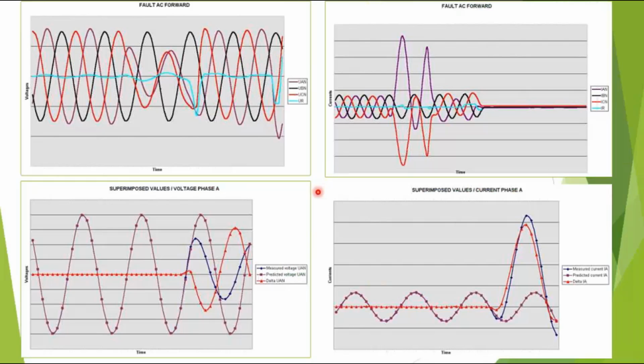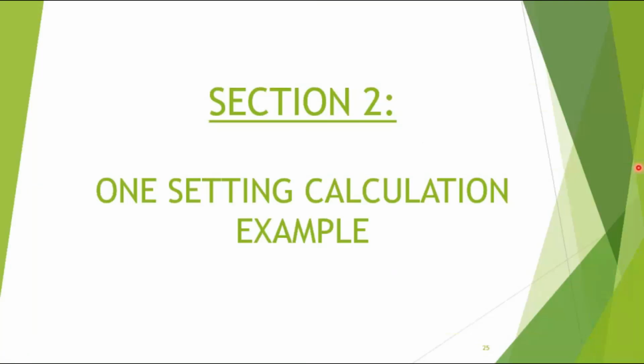This is a very preliminary, very sketchy idea of how delta algorithms, on which modern day relays are based, work. Subcycle algorithms are coming into picture because of this feature. Okay, now we have one calculation example.